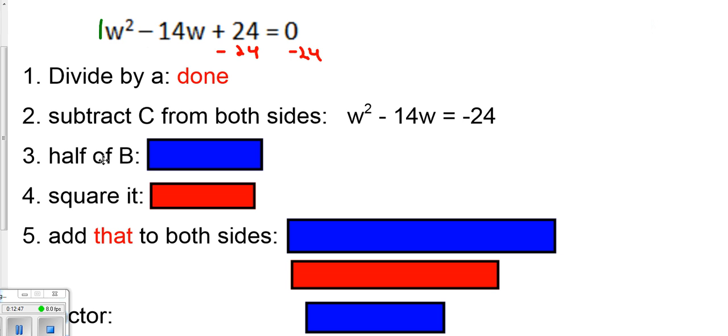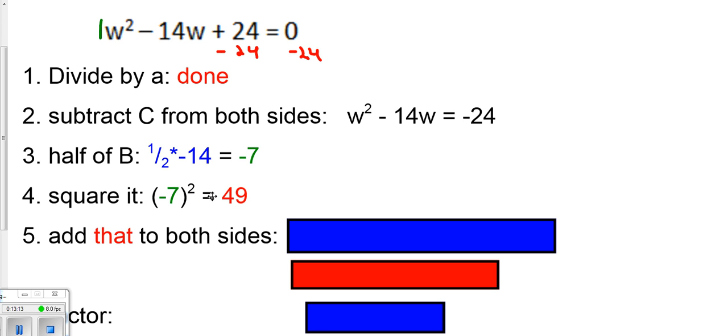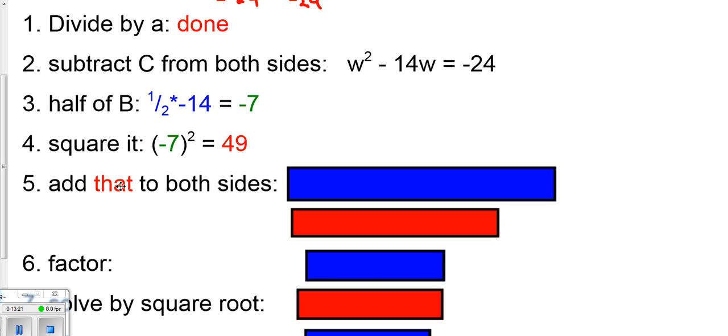Kind of off on the side now, we need to find half of our b value. Now remember, our b value is this negative 14. So half of our b value, 1/2 times negative 14, or if you like decimals, 0.5 times negative 14 is negative 7. Don't do anything with that number quite yet, or at least don't put it into our expression. We take that number, negative 7, and we square it. That's step 4. So negative 7 squared equals 49. That number, 49, that's what we're going to add to both sides of the equation, step 5.